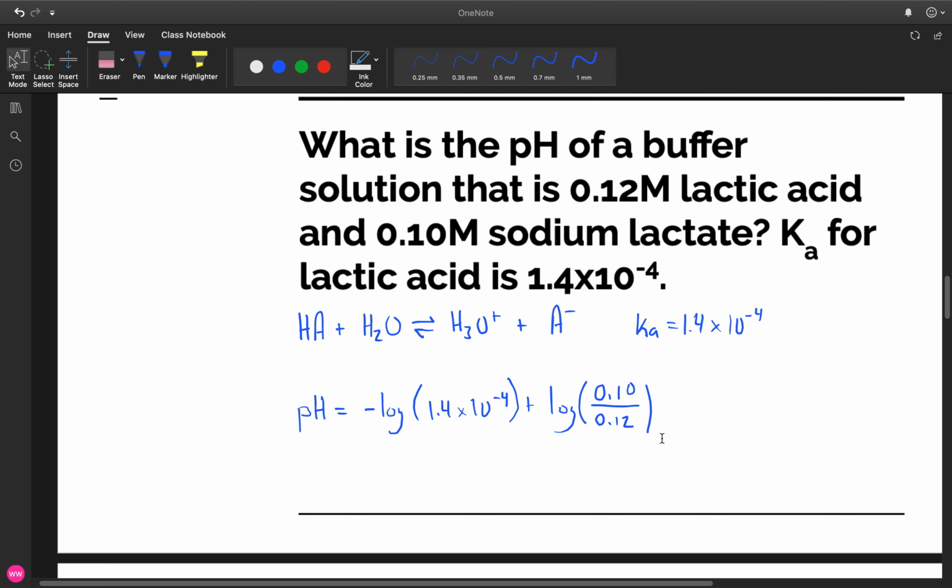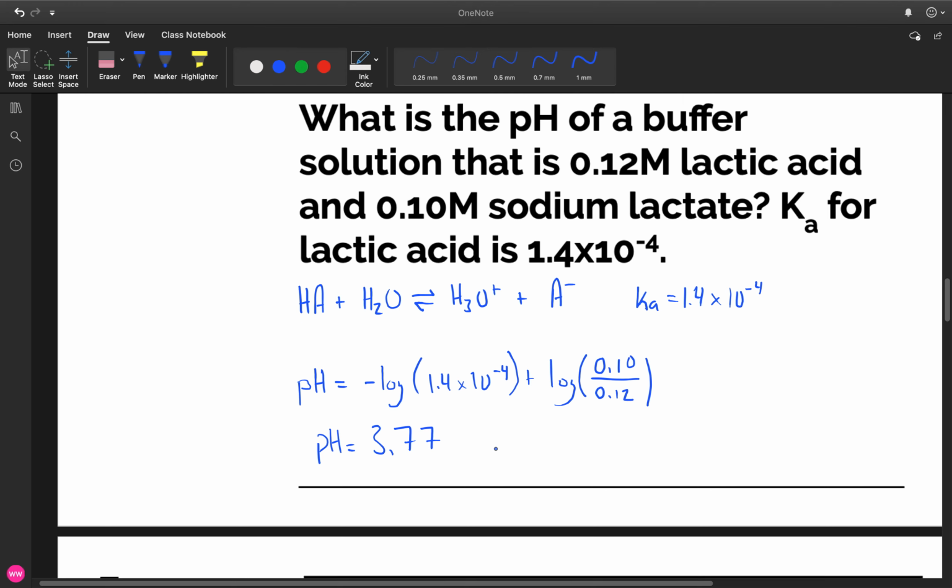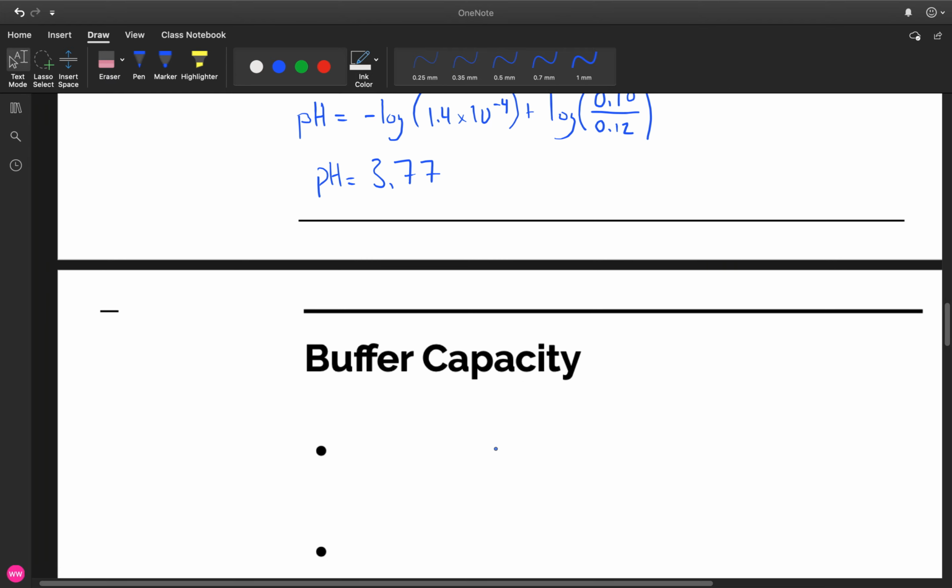So after punching in our calculator and determining that we have a buffer solution, we use the Henderson-Hasselbalch equation, and we find, hopefully, that the pH of this mixture is 3.77. Excellent. All right, so moving on.